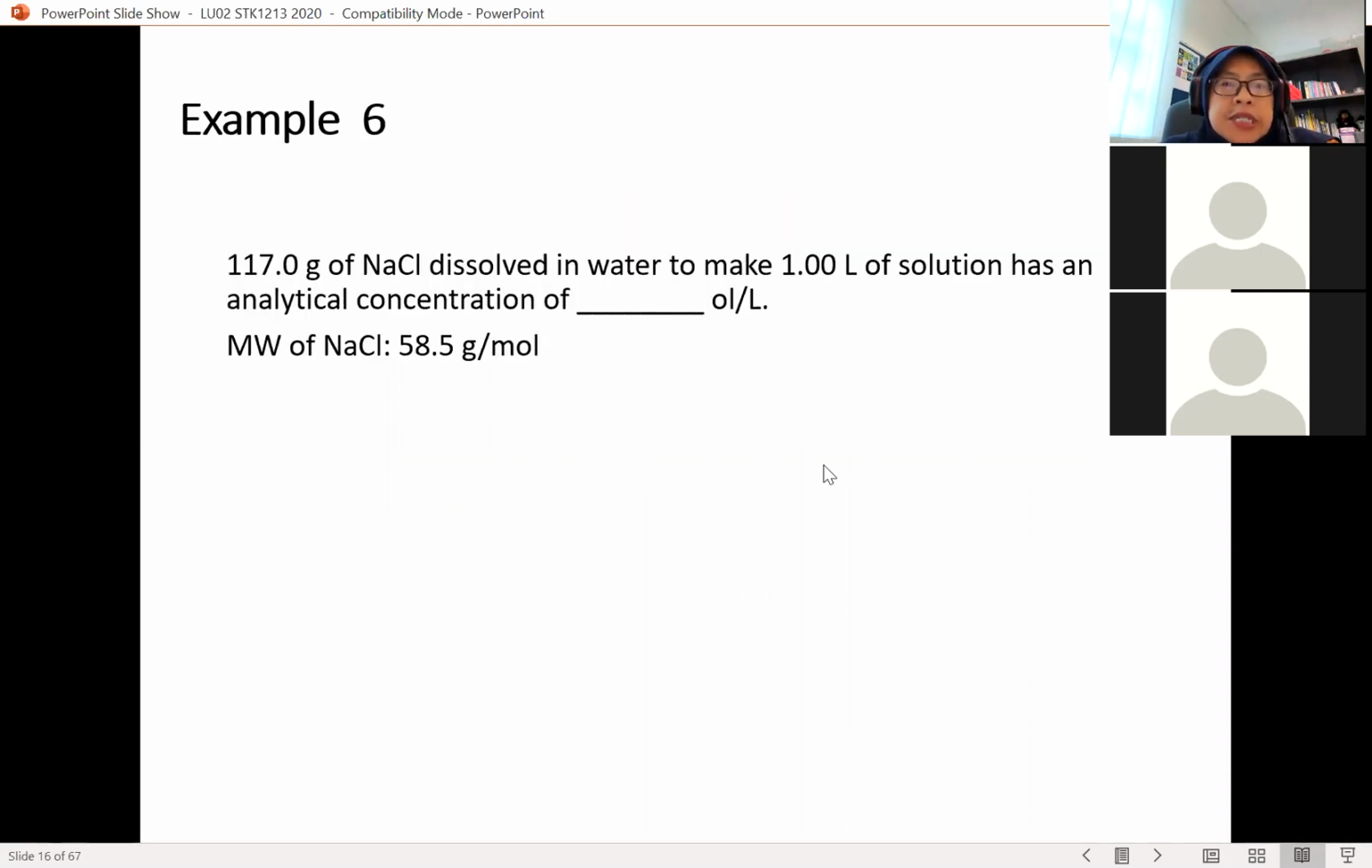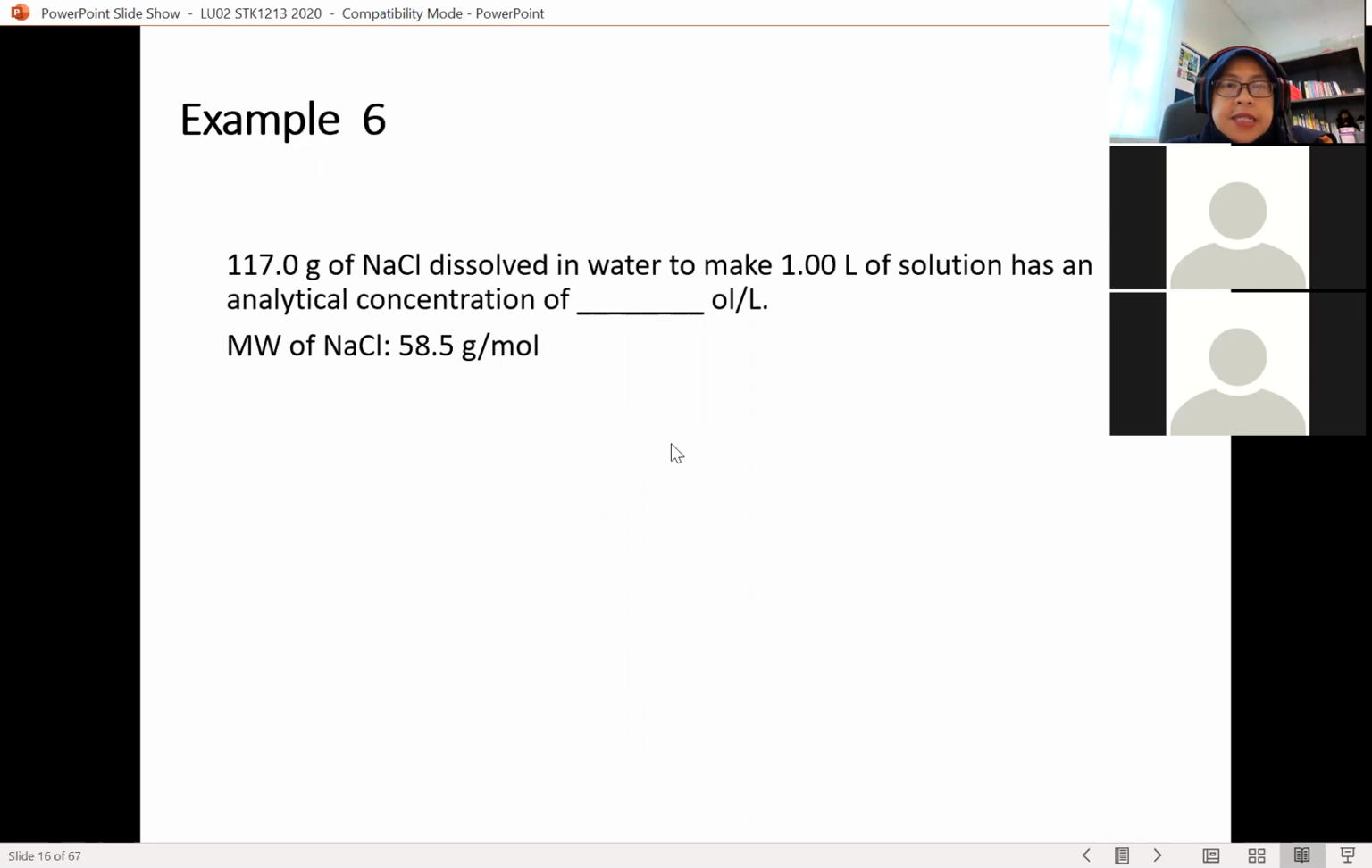All right, we go to the next example. We have 117 gram of sodium chloride dissolved in water to make 1 liter of solution. What is the analytical concentration of the solution? Given here, the molecular mass of NaCl is 58.5 gram per mole.